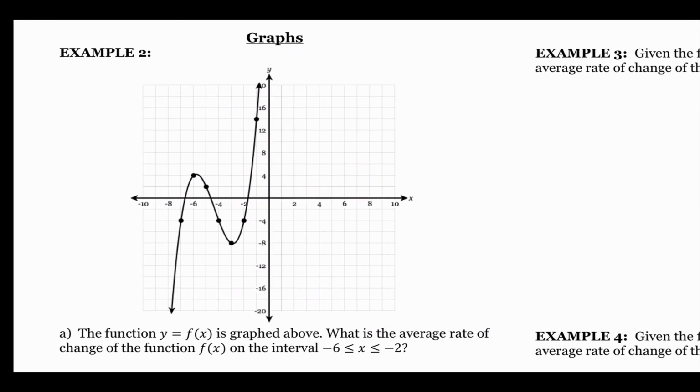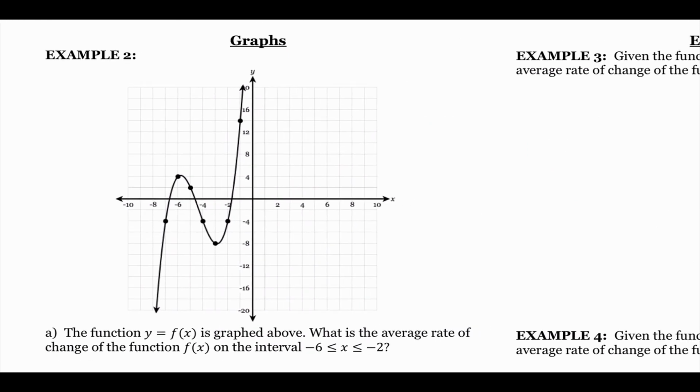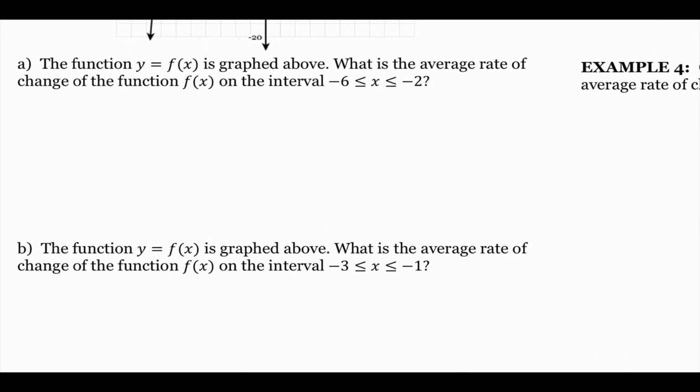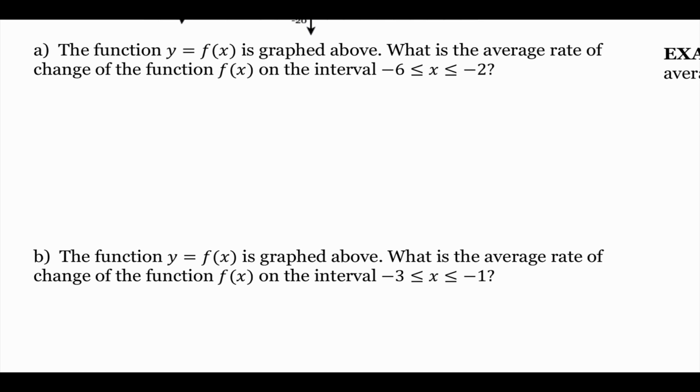So let's go to number 2. How do I do the same thing using a graph? Very similar. The only difference is you don't have a table. So we're going to use the graph instead. All right, so 2a. We're going to use the graph above. What is the average rate of change for the graph? When they say f of x, they mean the graph. For -6 to -2.